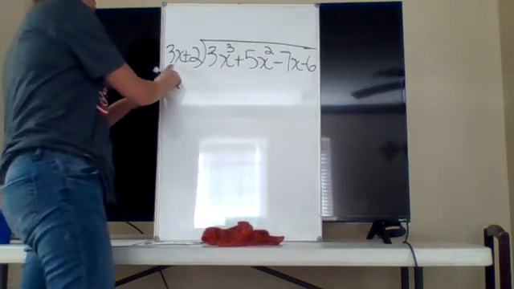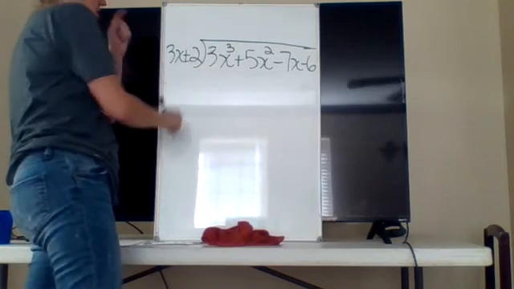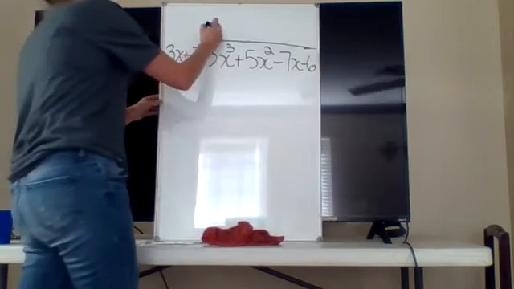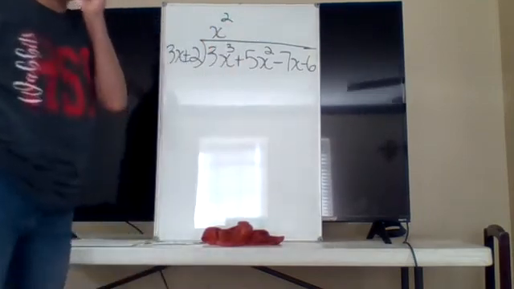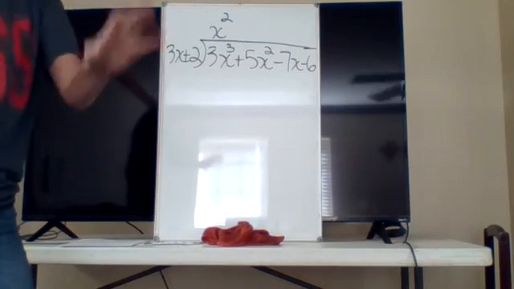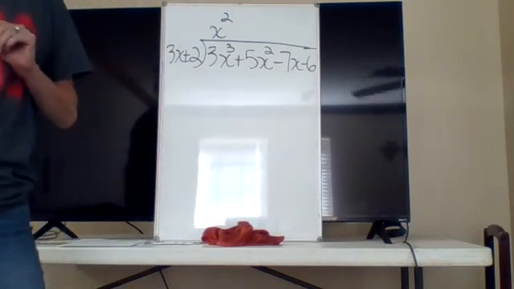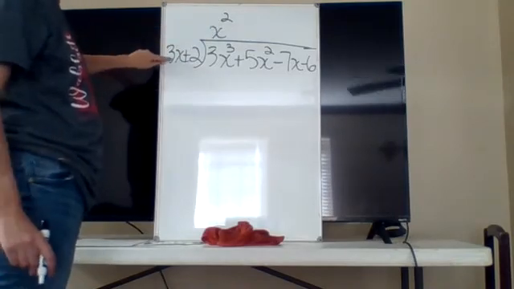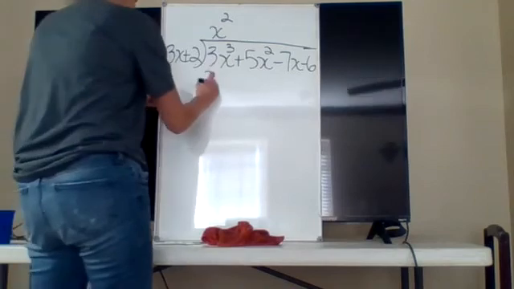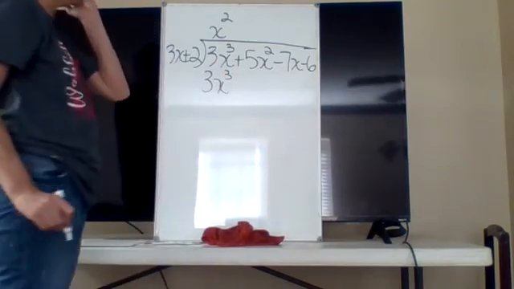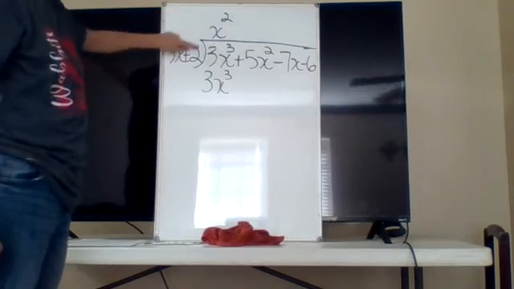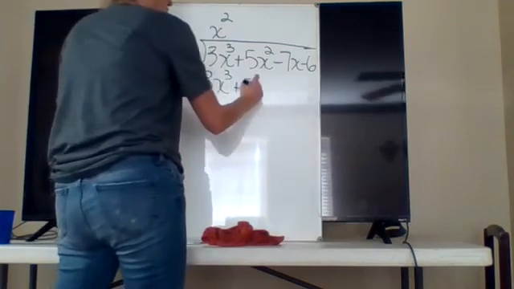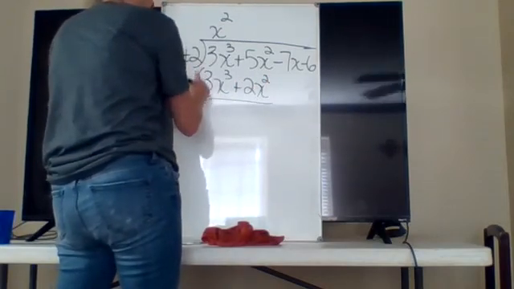So what do you need to multiply this 3x by to be 3x to the third? Well, I've already got the 3, so I just need to turn this x into x to the third, which means I need to multiply it by x squared, right? Because x times x squared will get me x to the third. So now let's do the multiplication. X squared times 3x will give me 3x to the third. X squared times 2 will give me what? Well, it's 2x squared.